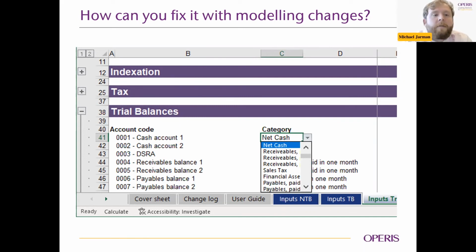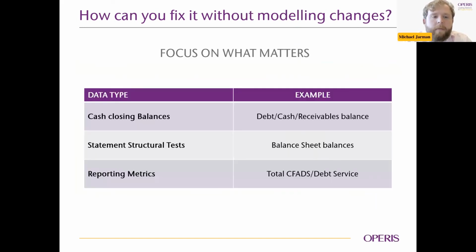So if you don't want to go the full hog, as it were, and build a full interface, having some sort of helper spreadsheet that still has this account code key is a very helpful thing to do. If you don't want to do any modeling changes at all, you're probably going to have to start taking a more pragmatic approach in your modeling, and that's fine. That means you just need to know what matters so that you can focus on that.